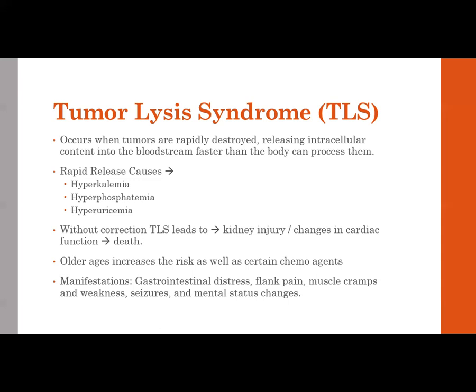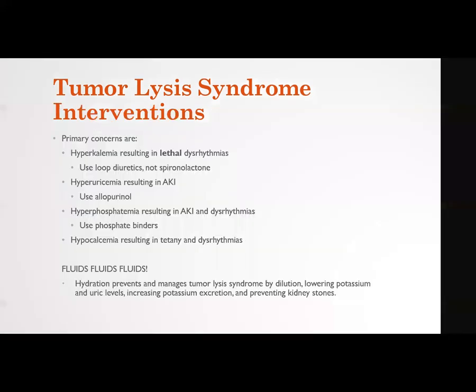Older age increases the risk, as do certain chemo agents, and your manifestations are things like gastrointestinal distress, flank pain, muscle cramps, weakness, seizures, and mental status changes. So for your interventions, the primary concerns are hyperkalemia resulting in lethal dysrhythmias, hyperuricemia, hyperphosphatemia, and hypocalcemia.